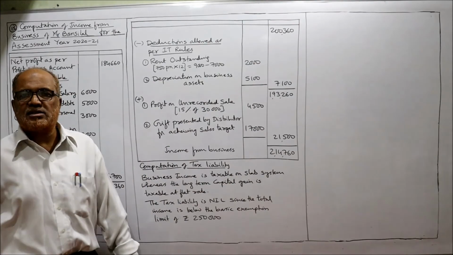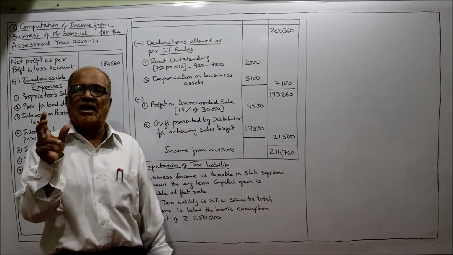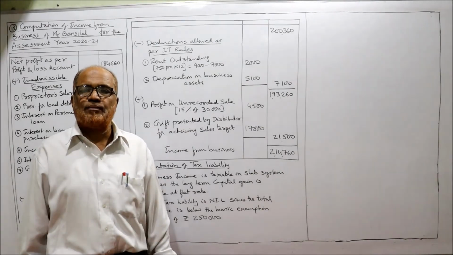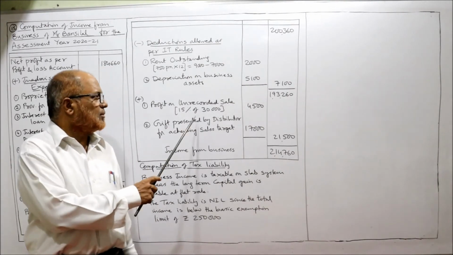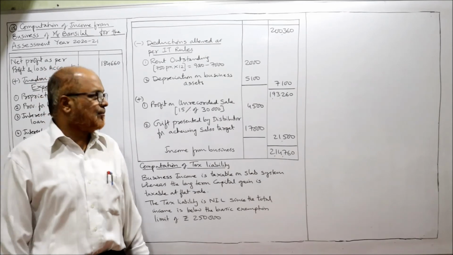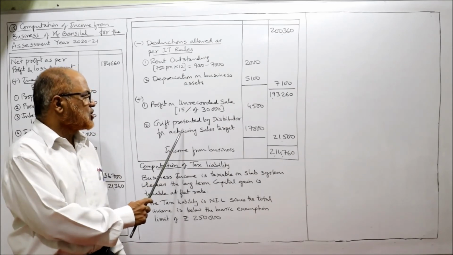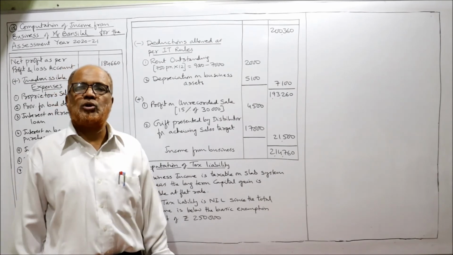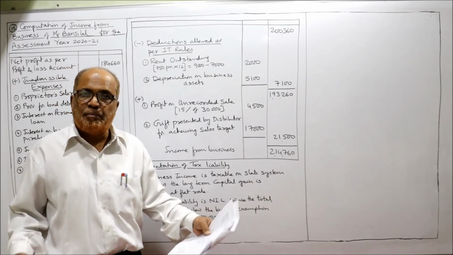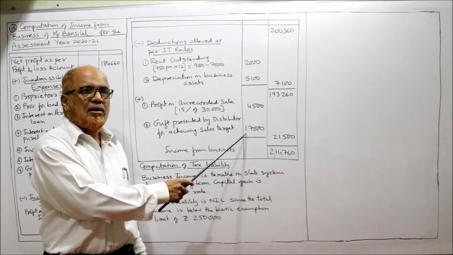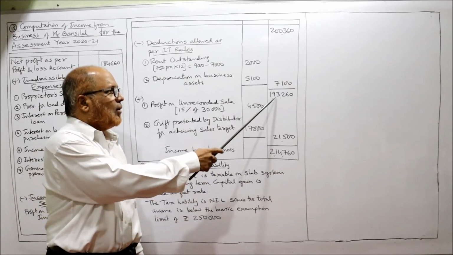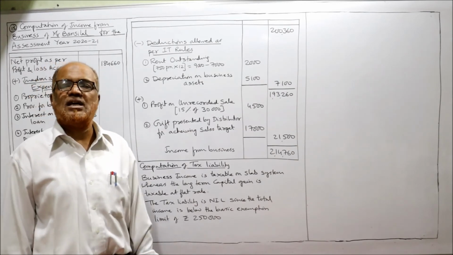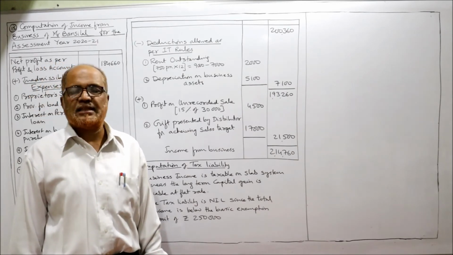Now the incomes which are not included in profit and loss account. Profit on unrecorded sale. 30,000 rupees sale was unrecorded and the rate of gross profit is 15%. So 15% of 30,000, 4,500, is the profit. Then gift presented by distributor for achieving sales target. It's a business income, so it is added. So add up 21,500, total 2,14,760. This is income from business, that's all.